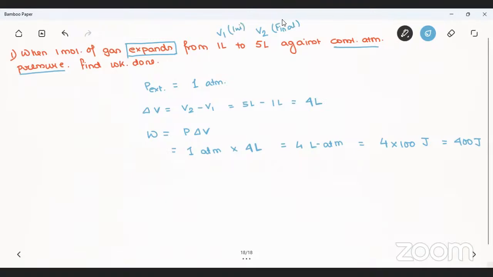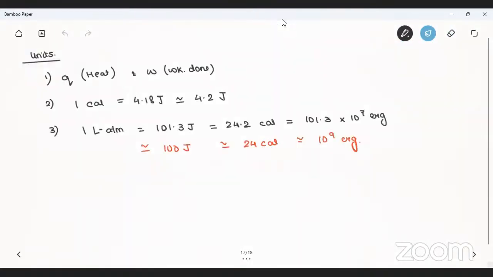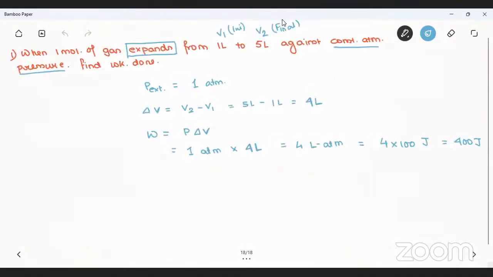So W is equal to P delta V. So 1 atm into 4 liters. So it is 4 liter atm. So 4 into 100 joules, or 400 joules. See, 1 liter atm means 100 joules. Okay, I just wrote it here for your calculation in your NEET. So here 4 liter atm, so 400 joules. Is this part now clear? Is this sum clear? Yes, ma'am. Good, good, good.